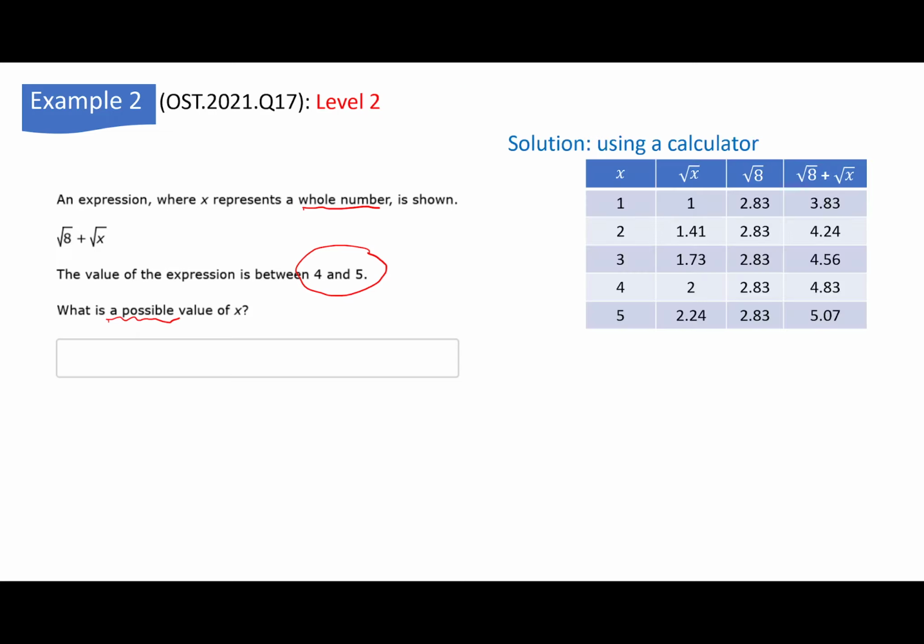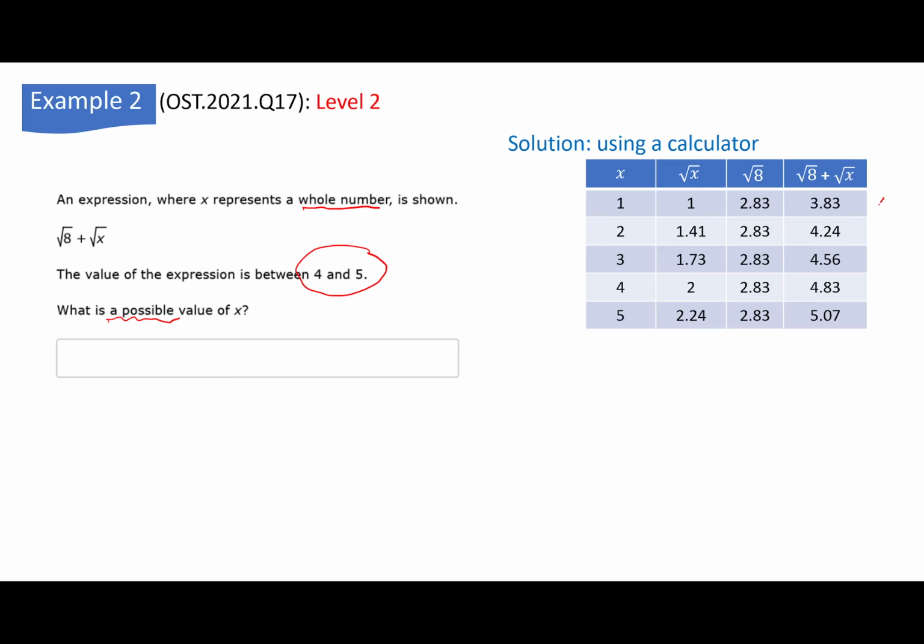So you can use the calculator if you like. You just put x as 1, 2, 3, 4, 5 and compute square root of x. Square root of 8, you can round to 2 decimal places, add them, and now look at these numbers here. Which one is between 4 and 5?